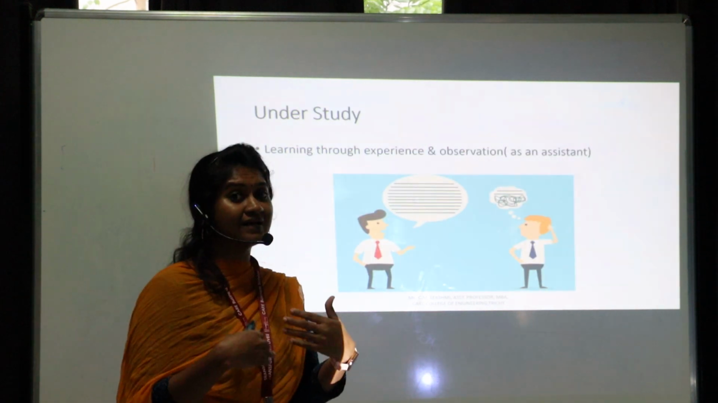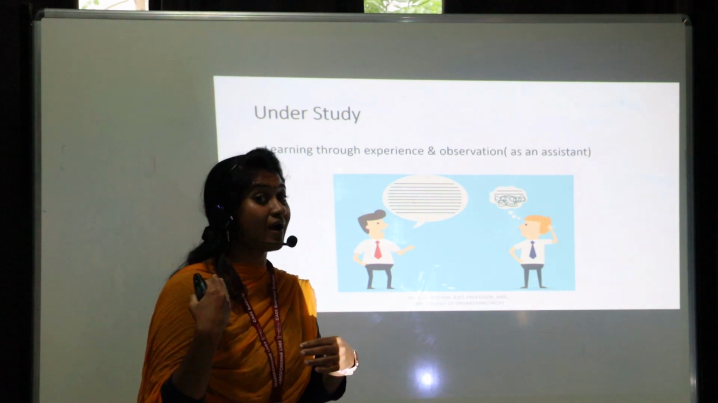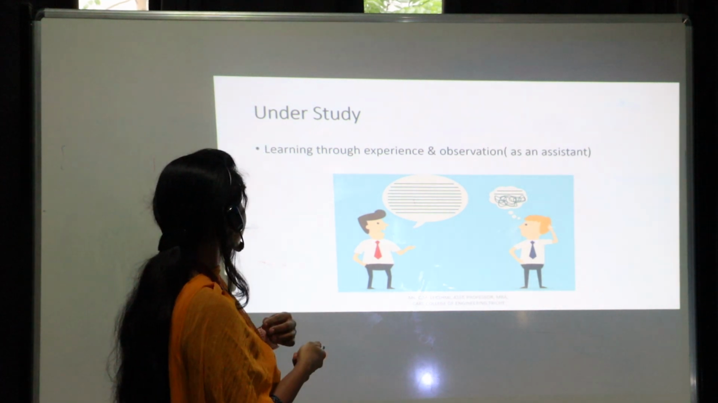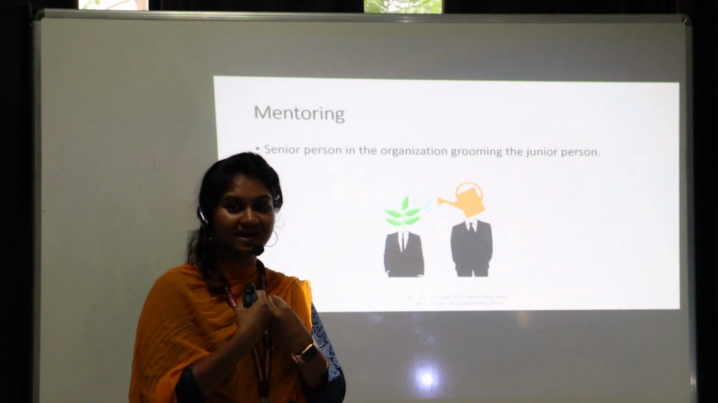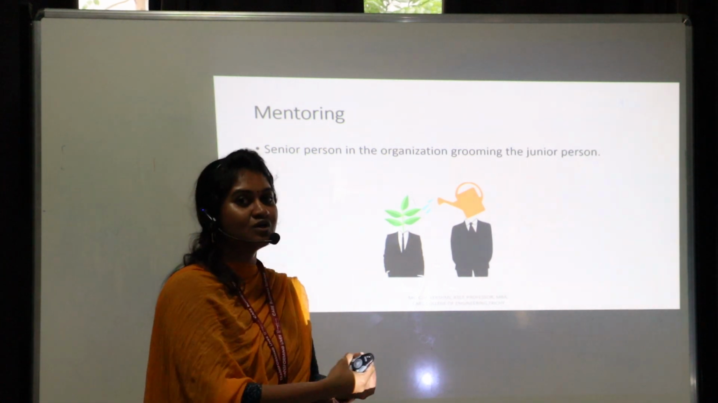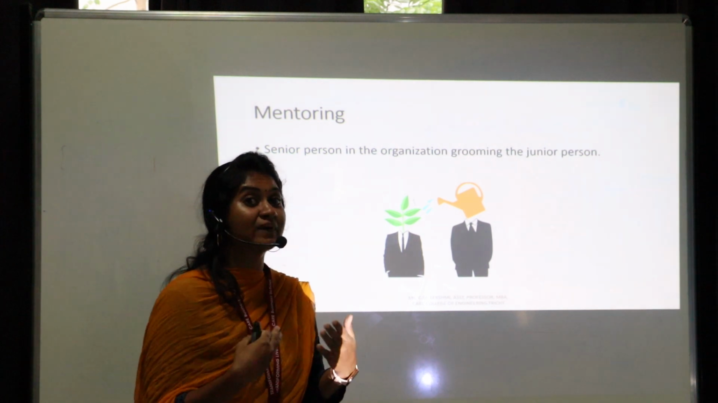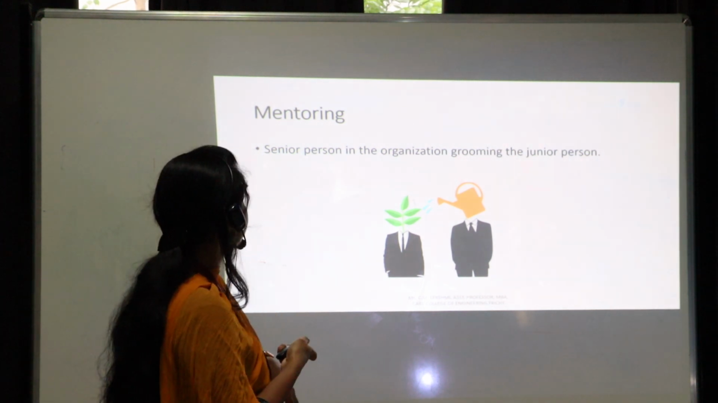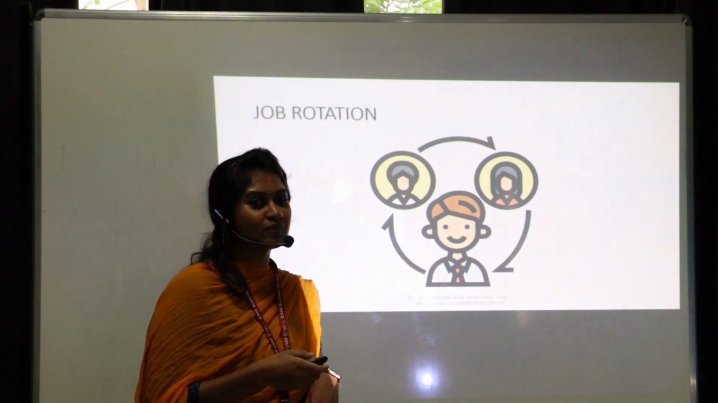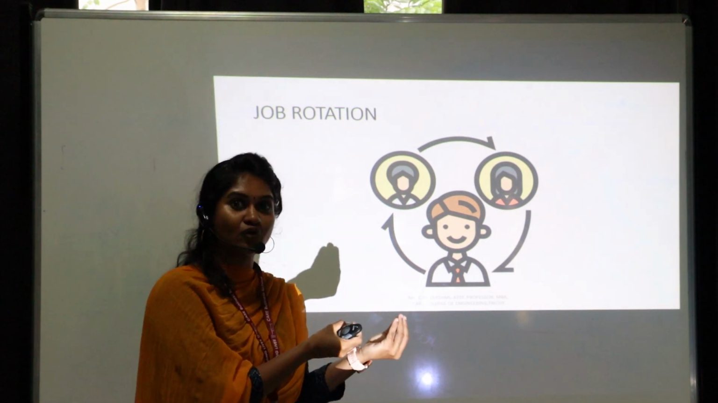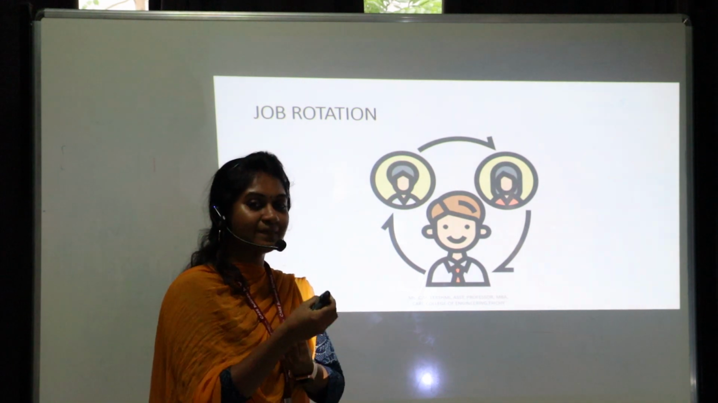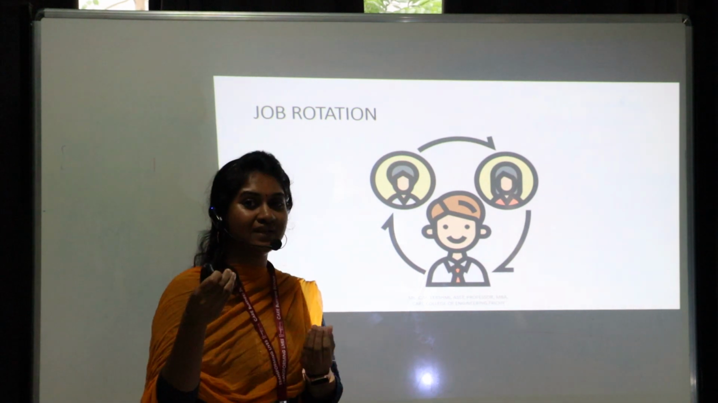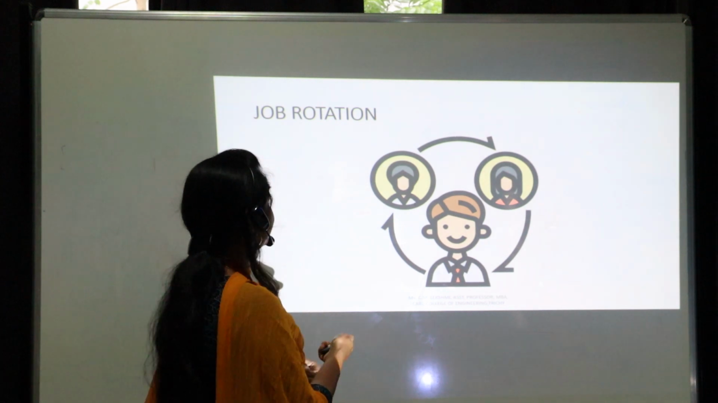Understudy is all about learning through experiment or through observation. Next is mentoring. As a senior person, I mentor my junior person. So it is a kind of peer training. Next is job rotation, as I mentioned earlier in cross-functional training itself. Job rotation is all about making the person familiar with each and every job in that particular office.